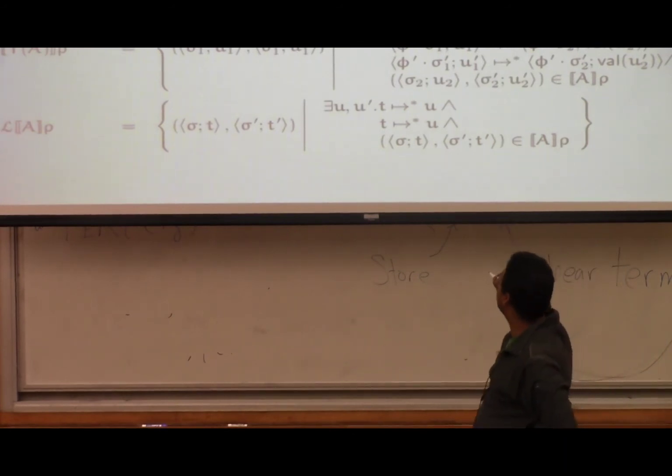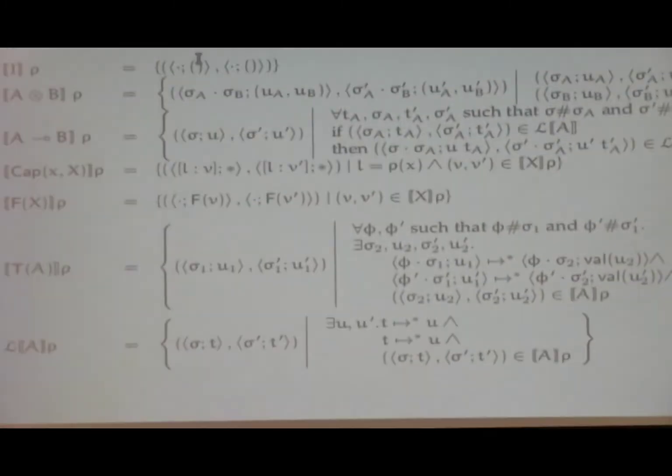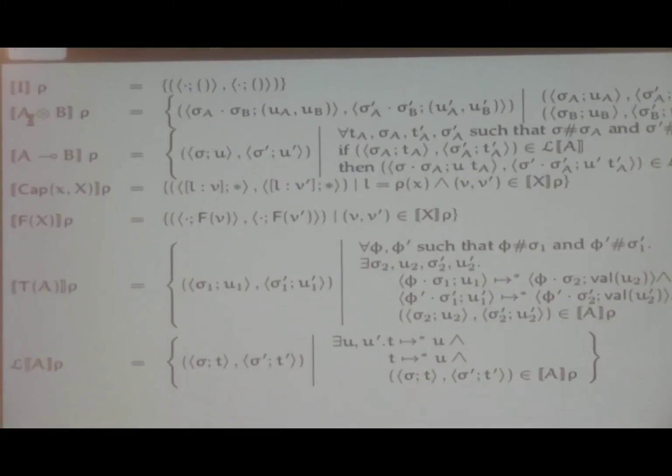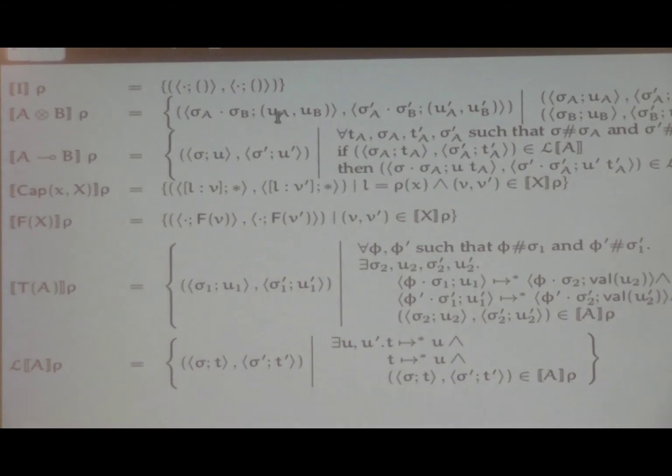And similarly for pairs, a value of A tensor B is a pair of values, UA and UB, and U prime A and U prime B. And I apologize for the profusion of parentheses. I've gotten used to it, so I didn't realize quite how bad it was.